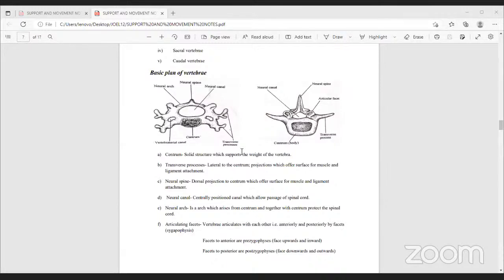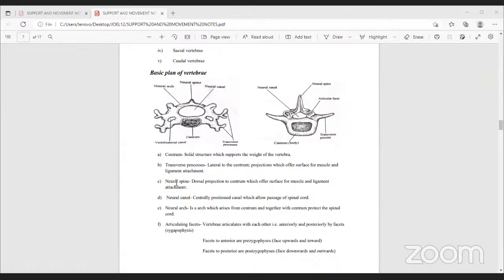Projecting laterally to the centrum to offer surface for muscle and ligament attachment. Next is the neurospine. You can see it here on the diagram. This is the neurospine, the one that looks like a spear. It's sharp, it's long. In some vertebrae, they are long. In some, they are greatly reduced.